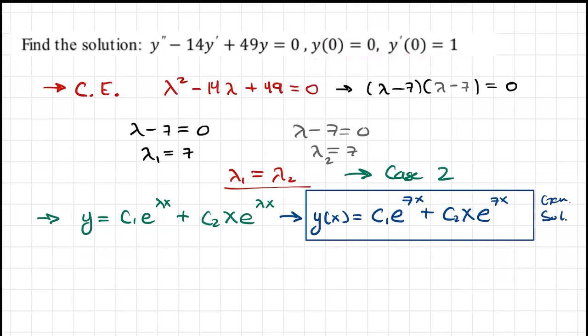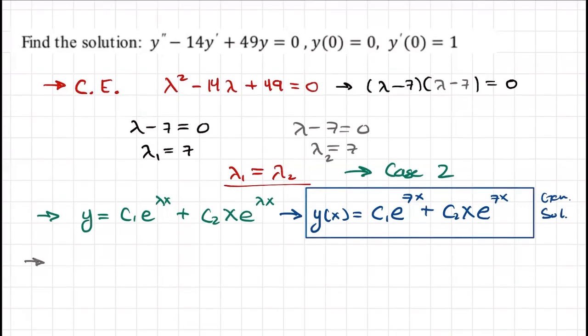But you can see that we were given at the beginning these two initial conditions. So in order to apply them, we need to first also take the derivative of the solution so that we can use the y prime condition. So let's find that derivative. If we take the derivative of our solution, we have then y prime of x equal to 7c1 e to the 7x plus, okay, so this one, we have two functions basically, so we will need to apply the product rule.